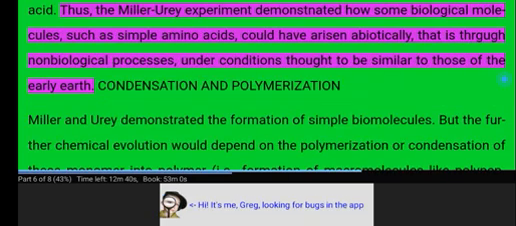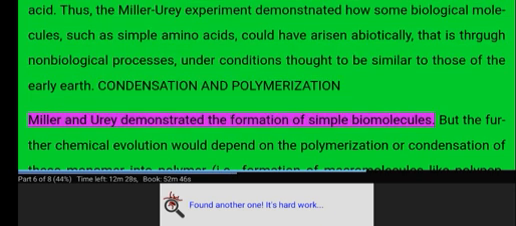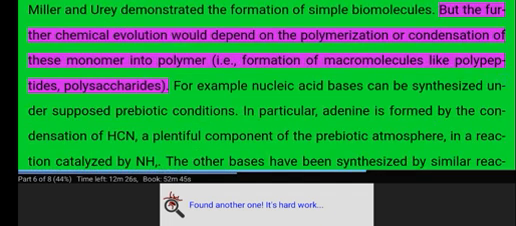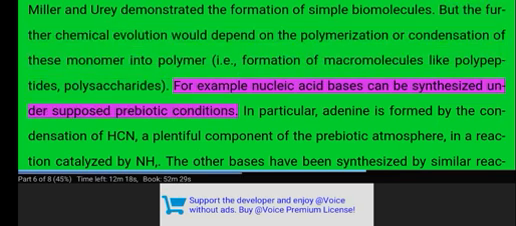Thus, the Miller-Urey experiment demonstrated how some biological molecules, such as simple amino acids, could have arisen abiotically, that is, through non-biological processes, under conditions thought to be similar to those of the early Earth. Condensation and polymerization. Miller and Urey demonstrated the formation of simple biomolecules. But further chemical evolution would depend on the polymerization or condensation of these monomers into polymers, i.e., formation of macromolecules like polypeptides and polysaccharides.